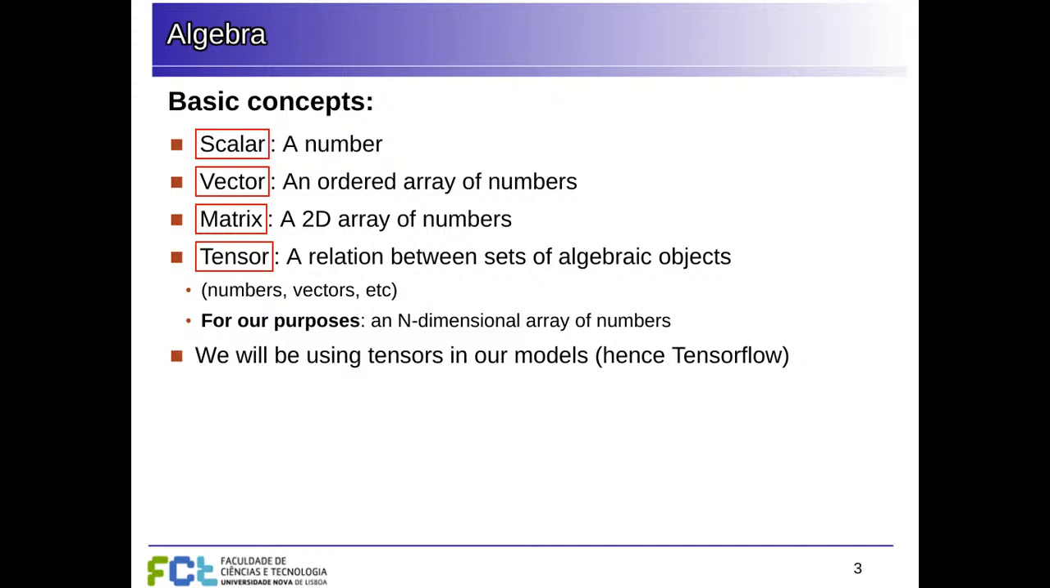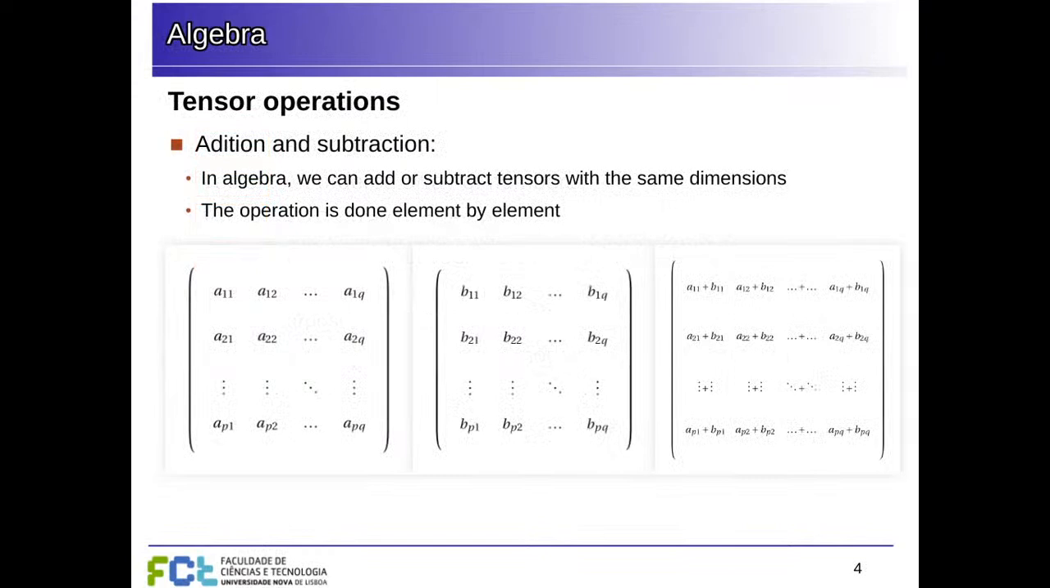And this is why it's called TensorFlow, because we are moving tensors along the computation graph when we are training the network and doing the predictions and so forth. So in algebra, we can easily add or subtract tensors, so a matrix of any number of dimensions, as long as both tensors have the same dimensions. So they have the same number of dimensions and the same length in the corresponding dimensions. So adding and subtracting is done just element-wise.